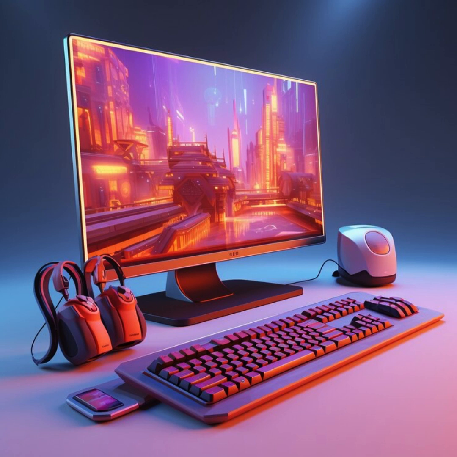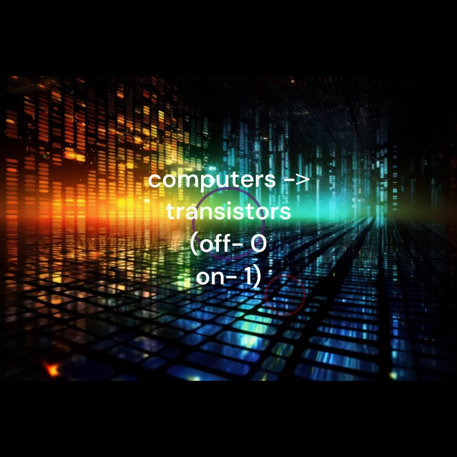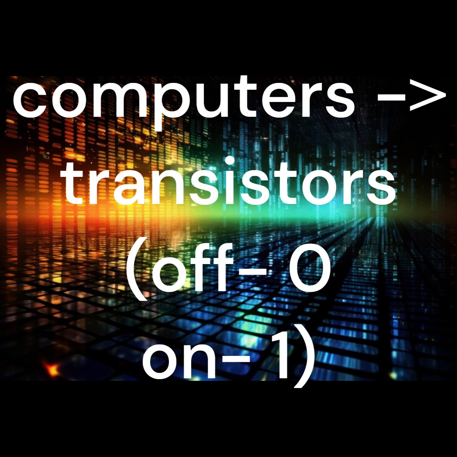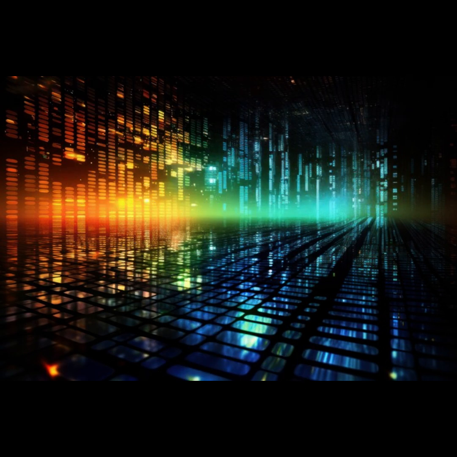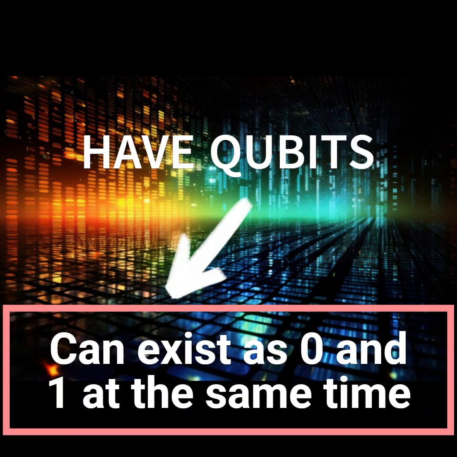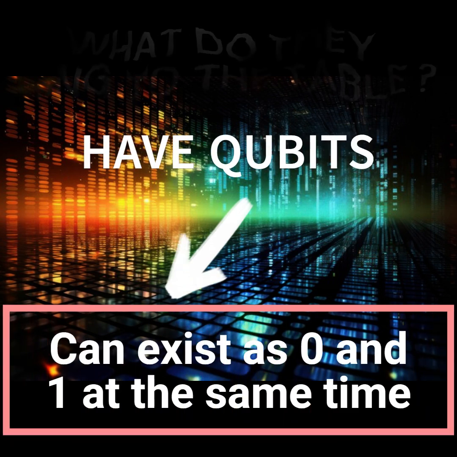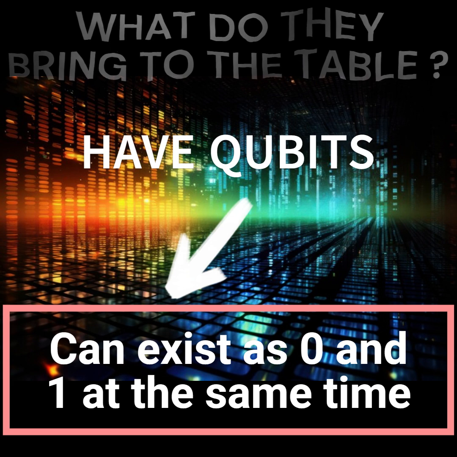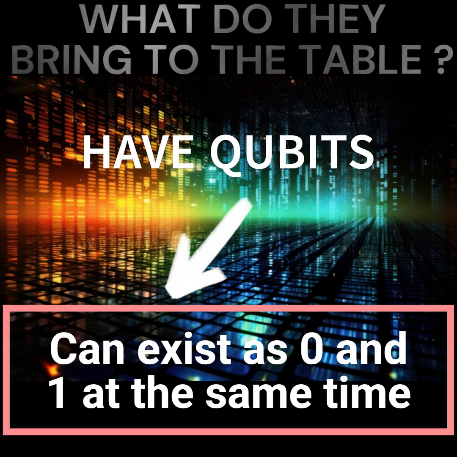Computers work on binary numbers and consist of transistors, which represent 0 in binary when off and 1 when on. One transistor is known as 1 bit. Now, quantum computers have qubits instead of bits. Those qubits exist as 0 and 1 at the same time. Therefore, they can respond to the input faster.